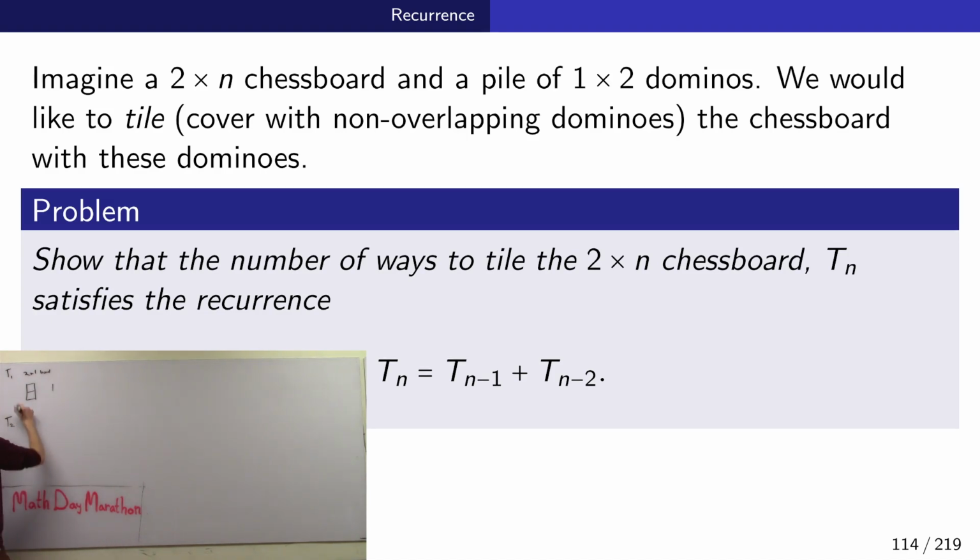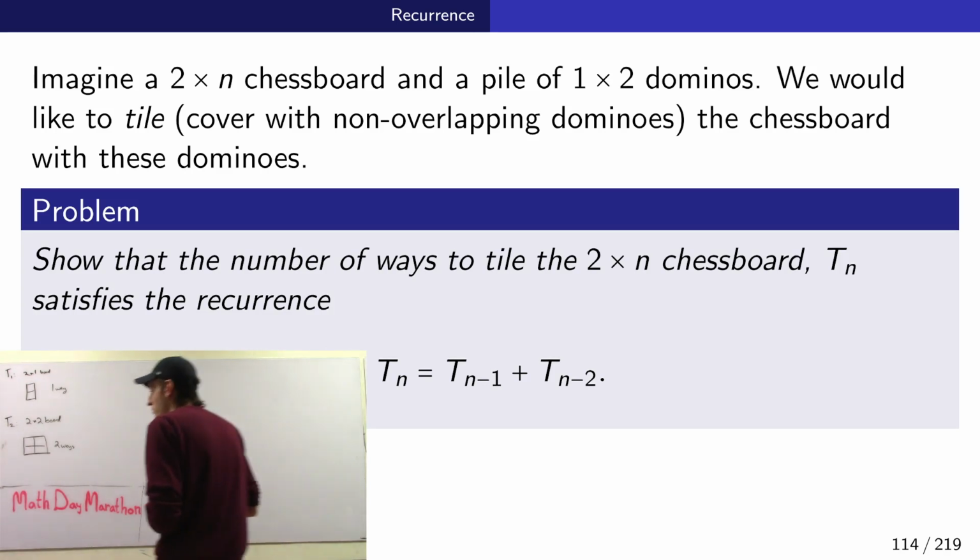T2, this is a 2 by 2 board. So it's 2 rows and 2 columns. And how many ways can I tile this one? Well, if I have a vertical domino here, I have to have a vertical domino there, so I can do one with vertical dominoes. And if I have a horizontal domino here, I can have a horizontal domino here as well. So there end up being 2 ways. This was 1 way.